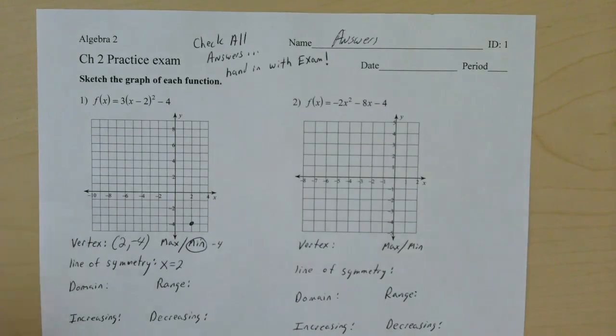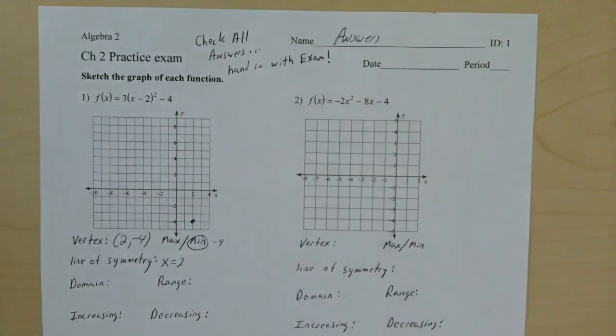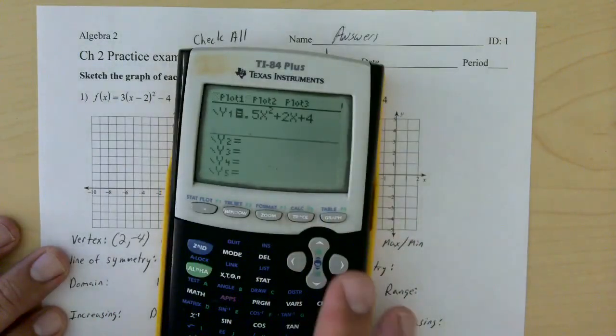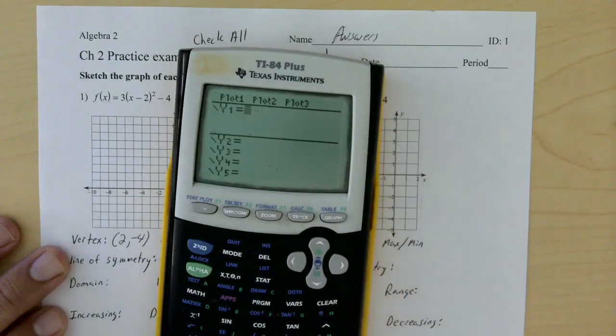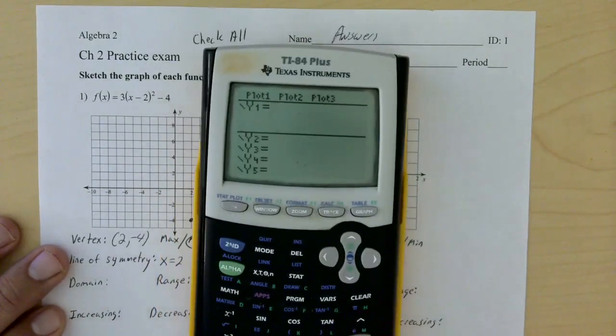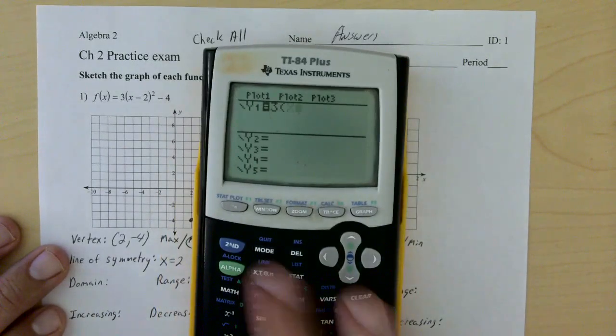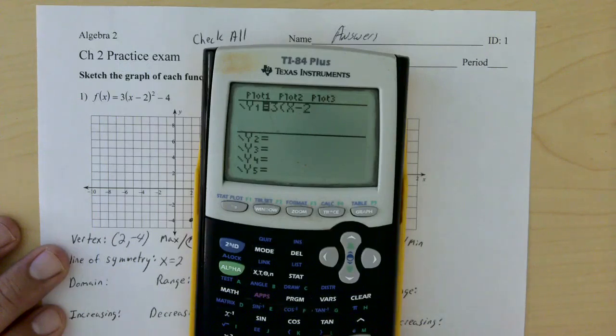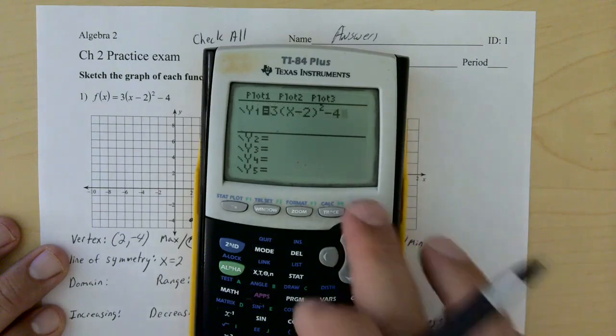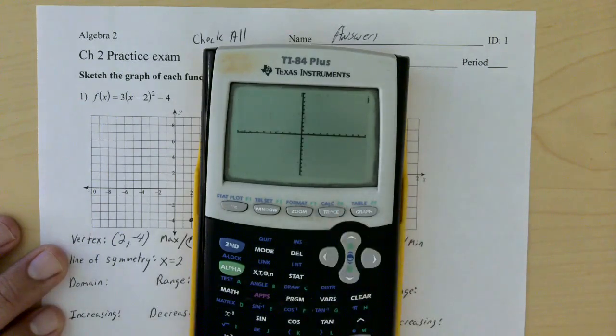Okay, so if you need to, we can use a calculator then. I'm just going to go to my y equals screen. And then I'm just going to type in the rule exactly how I see it. So 3 parentheses x minus 2, close the parentheses, squared, and then -4. I hit graph. I can see what the graph's going to look like.